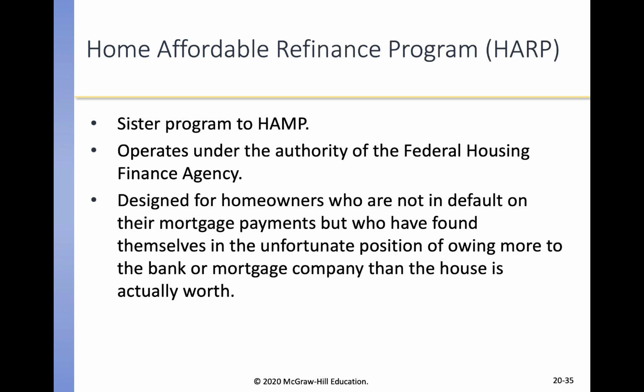The government also created HARP, the Home Affordable Refinance Program. This is a complementary program to HAMP, the modification program. It operates under the authority of the Federal Housing Finance Agency, and this one is designed to help homeowners who were not in default on their mortgage payments. So they were still making their payments, but they were what we call underwater. They owed more to the bank than the home was actually worth. So say their mortgage was $100,000 and their home was only worth $80,000. And so this encouraged banks to work with those homeowners.